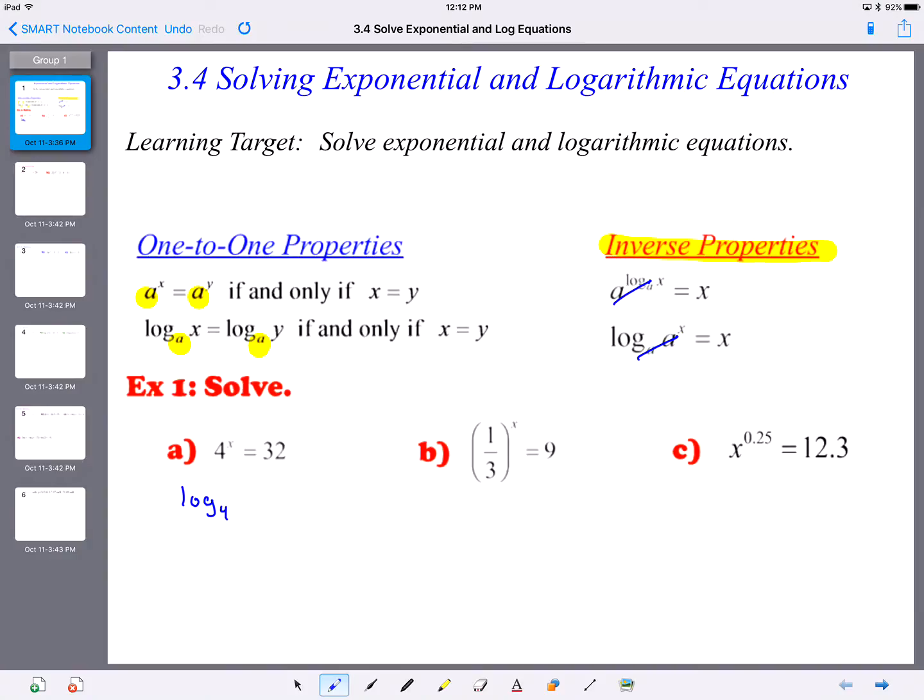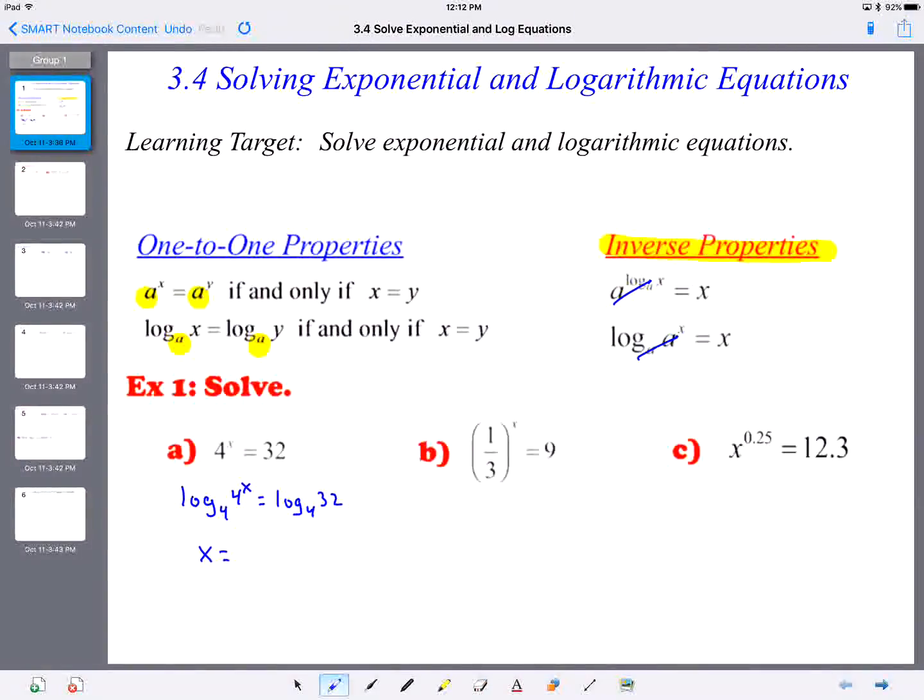And so I'm going to say log base 4 of 4 to the x. And if we do a logarithm on one side with base 4, then we've got to do a logarithm on the other side with base 4. And why do I choose base 4? Well, because the exponential is in base 4. All right, and so if I do log base 4 of 4 to the x, what happens? It cancels. And that's what we were looking to happen.